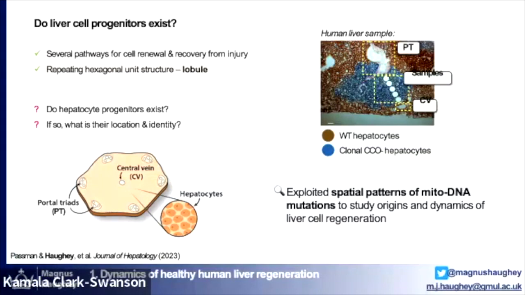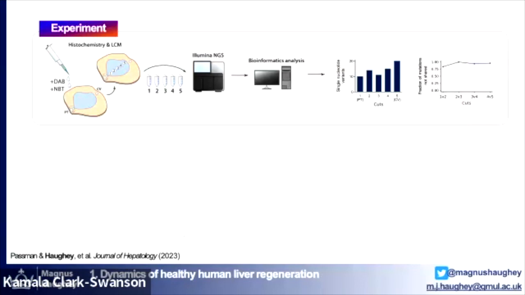So we wanted to understand, by taking multiple samples in a line connecting these two regions and then exploring the spatial patterns of mutations, do these spatial patterns tell us anything about whether progenitor cell populations exist, and anything about their dynamics. And so our experiment, which was performed by my collaborators, is summarized here.